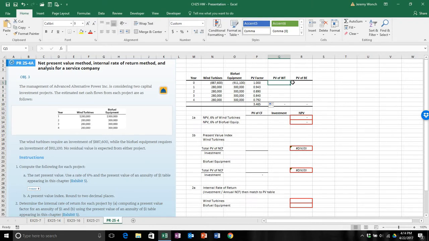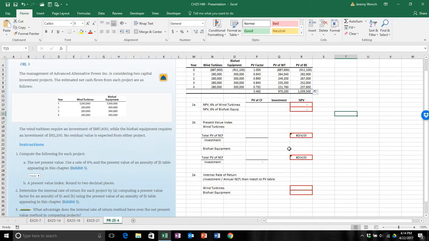And so now we want to calculate the present value of the cash flows. So for the wind turbine, we have the cash flow times the present value factor. And so we can drag our formula. We're going to lock down part of our formula here. And now we can just drag that over. So now we have our table set up.